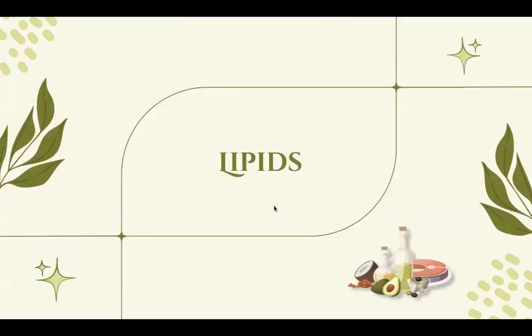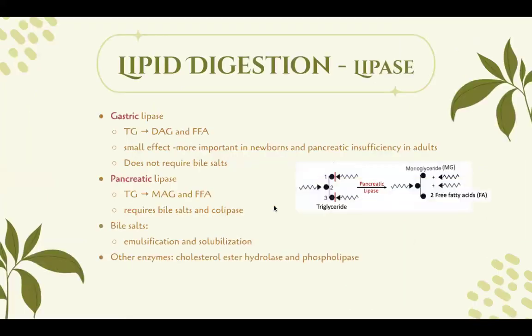Okay, now let's talk about lipids. Lipid digestion only happens in the lumen, okay? And the main enzyme that we need is lipase. But we also have other enzymes like cholesterol ester hydrolase and phospholipase. Lipase is for triglycerides, cholesterol ester hydrolase is for cholesterol esters, and phospholipase is for phospholipids. So all these break down their respective molecules.